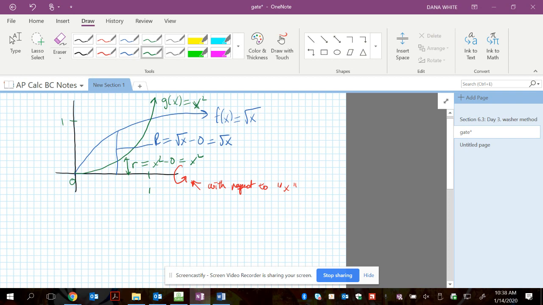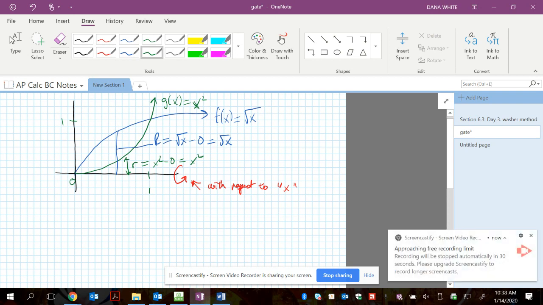My limits of integration are an x of 0 to an x of 1. And we got 22 seconds left. So my volume equals pi times the integral from 0 to 1 of the outer radius, which is square root of x, squared, minus the inner radius, which is x squared, squared, dx. Boy, I got that in. And we'll let the time go.